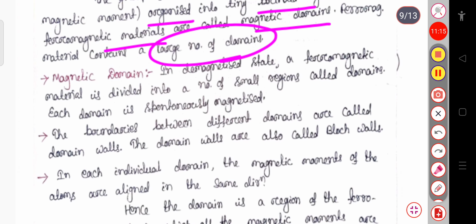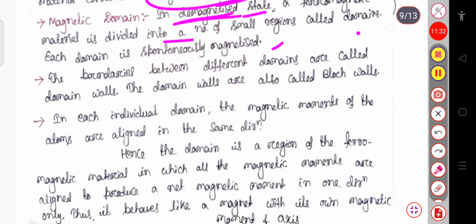In the demagnetized state, a ferromagnetic material is divided into a number of small regions called domains, and each domain is spontaneously magnetized. The boundaries between the different domains are called domain walls, and the domain walls are also called Bloch walls. In each individual domain, the magnetic moments of the atoms are aligned in the same direction.